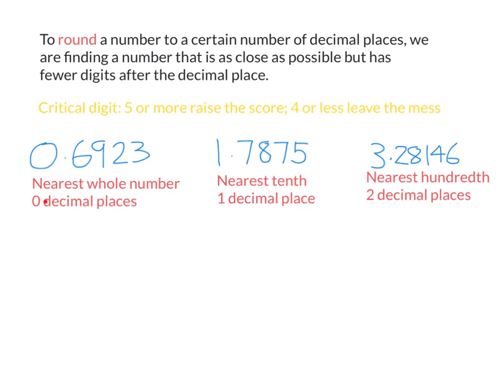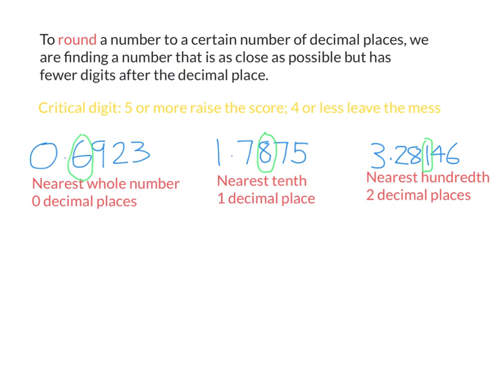So if I'm rounding to 0 decimal places, the first number after the decimal place is the critical digit. If I'm rounding to 1 decimal place, the second number after the decimal point is the critical digit. If I'm rounding to 2 decimal places, the third number after the decimal place is the critical digit. And so the rule for the critical digit is 5 or more raise the score, 4 or less leave the mess. So let's go ahead and round this number to the nearest whole number.